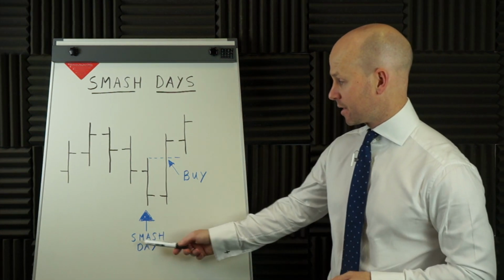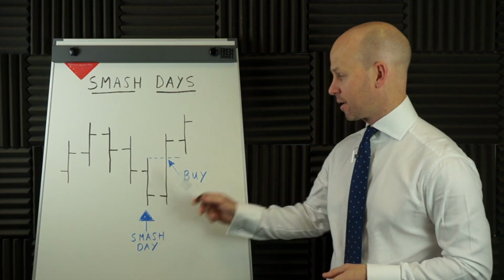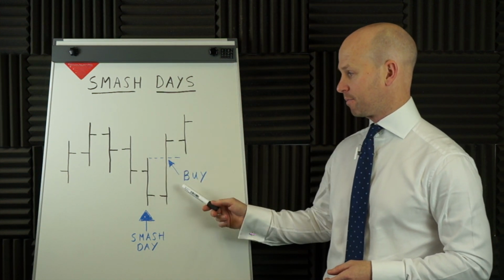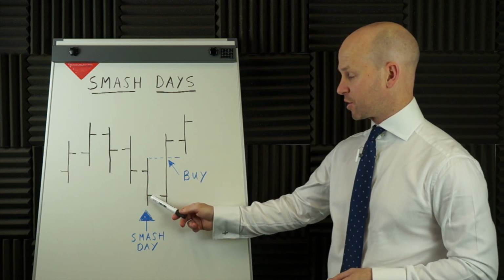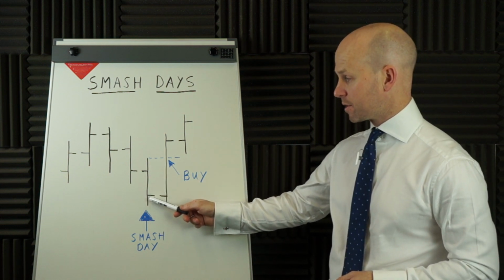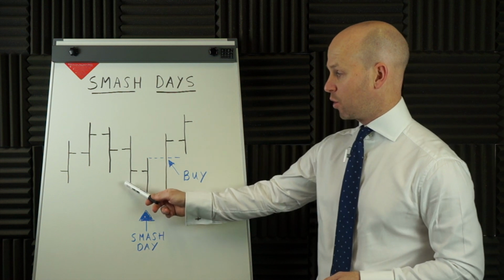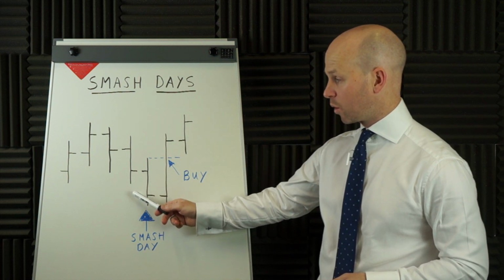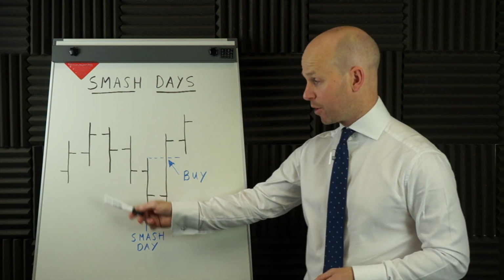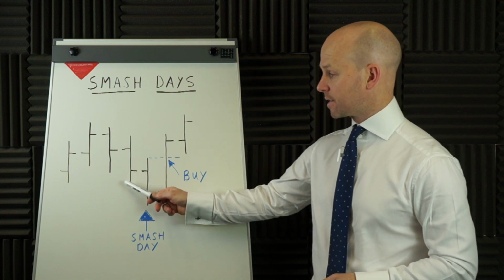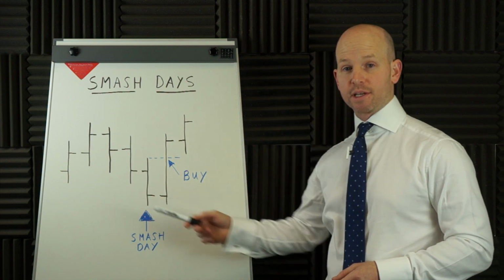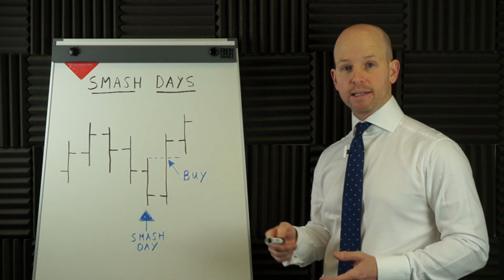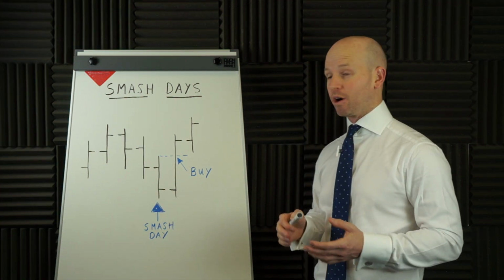Well, this here is a smash day buy setup, okay? And simply what we're looking at is the closing price of the smash day, and we're looking for the closing price to be less than the low of the previous day. And you'll quite often see, as you can see on some of my charts, that the close not only takes out the low of the previous day, but quite often, like Larry points out, the previous 3 to 8 days too. Doesn't have to, but it quite often does.